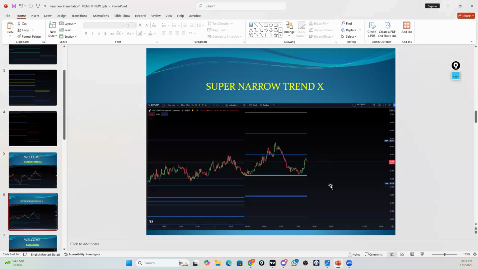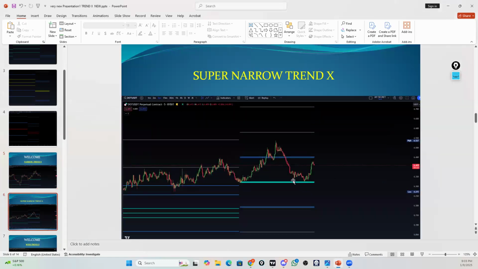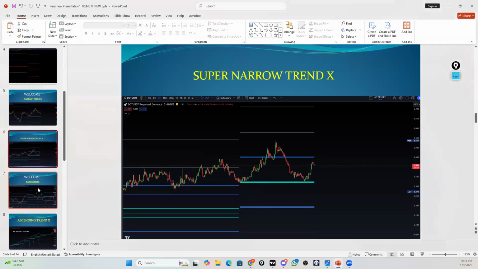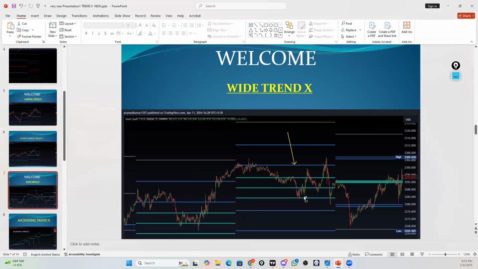Now you can see the super narrow Trendex, the three lines here. They are very close to each other, and you can see the support. This is how it works when we see super narrow and narrow. Now for the wide Trendex, the sideways market, just look at the three lines here.